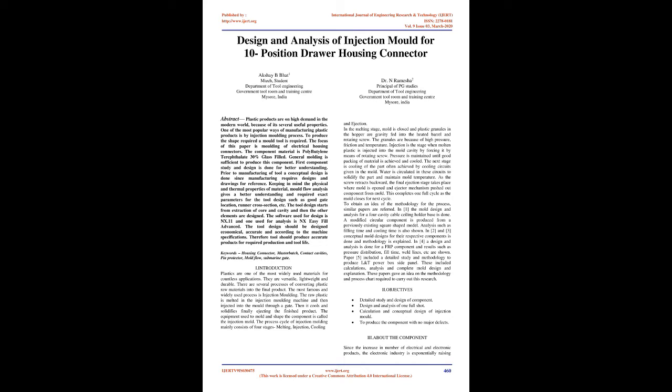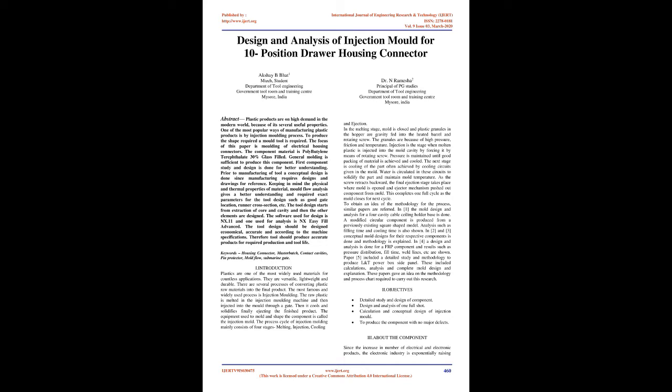Introduction. Plastics are one of the most widely used materials for countless applications. They are versatile, lightweight and durable. There are several processes of converting plastic raw materials into the final product. The most famous and widely used process is injection molding. The raw plastic is melted in the injection molding machine and then injected into the mold through a gate. Then it cools and solidifies, finally ejecting the finished product.